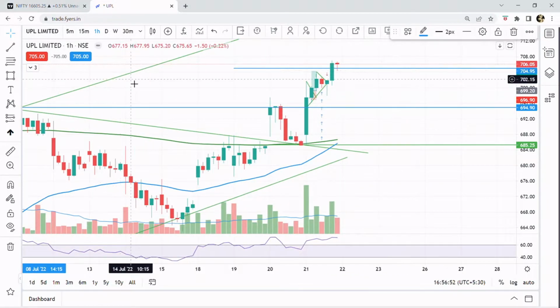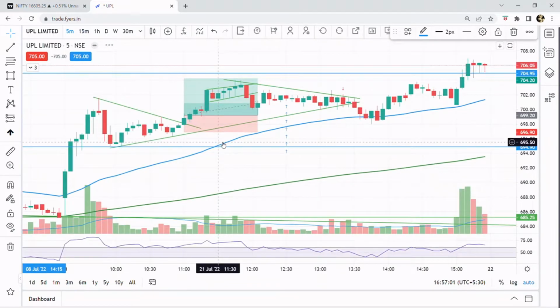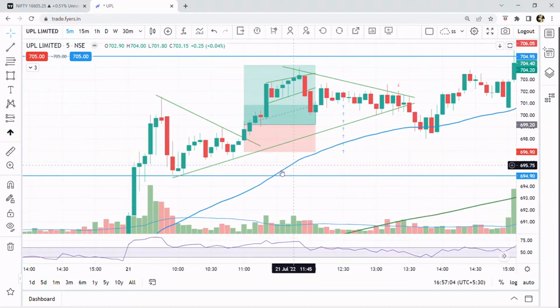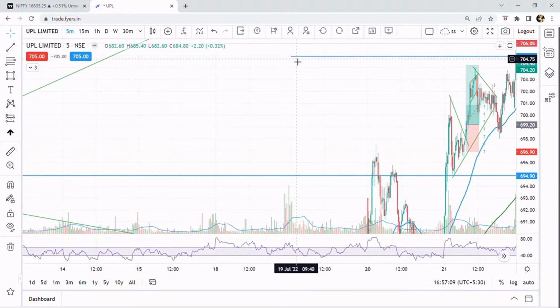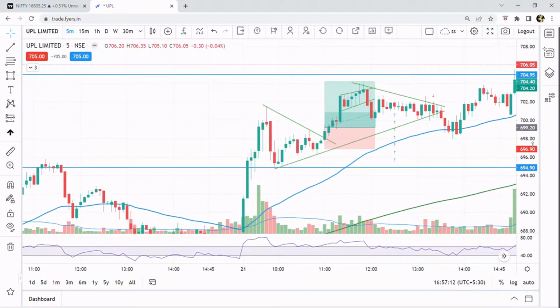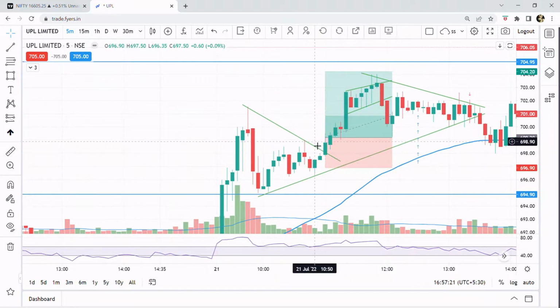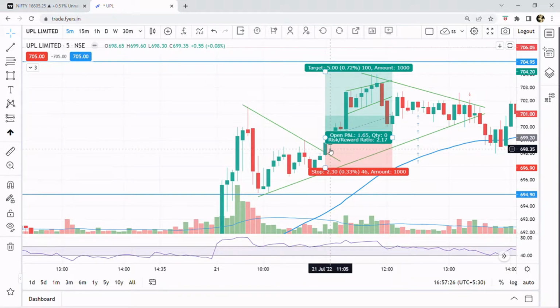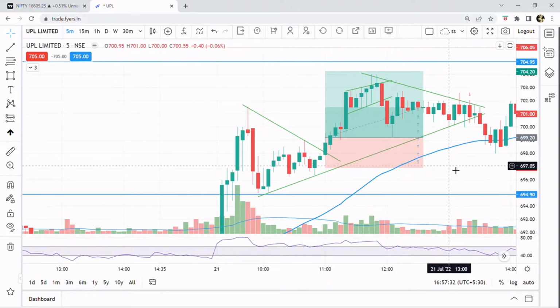So I was waiting for some pattern to be formed so I can go long. As you can see on 15 minutes, this triangle first. On 5 minutes, the triangle pattern was forming, and this was the next resistance area. I was waiting for the breakout, and here the breakout happened. I wanted it to go above this candle's high. So here my limit order got triggered, and I kept 2.17 as my risk to reward ratio.